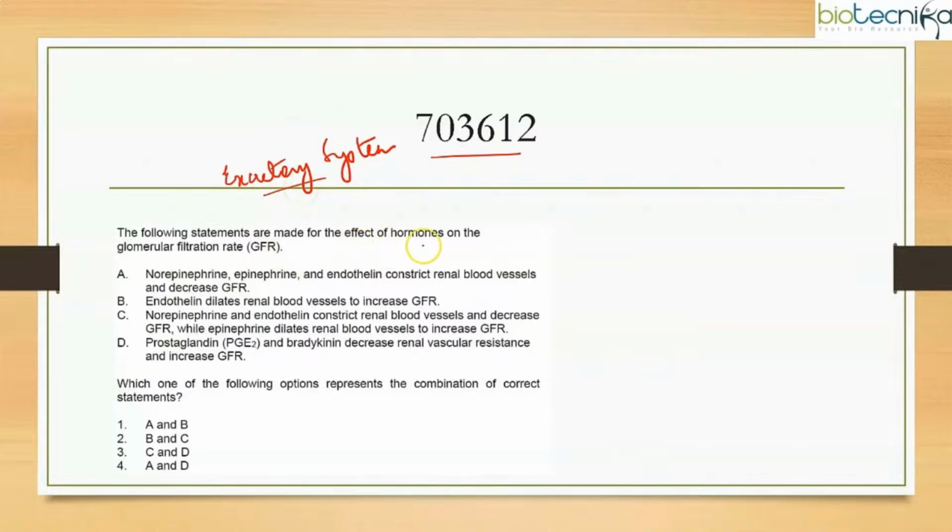The following statements are made for the effect of hormones on the GFR, glomerular filtration rate. A. Norepinephrine, epinephrine and endothelin constrict renal blood vessels and decrease GFR. B. Endothelin dilates renal blood vessels to increase GFR. C. Norepinephrine and endothelin constrict renal blood vessels and decrease GFR, while epinephrine dilates renal blood vessels to decrease GFR. D. Prostaglandin and bradykinin decrease renal vascular resistance and increase GFR.